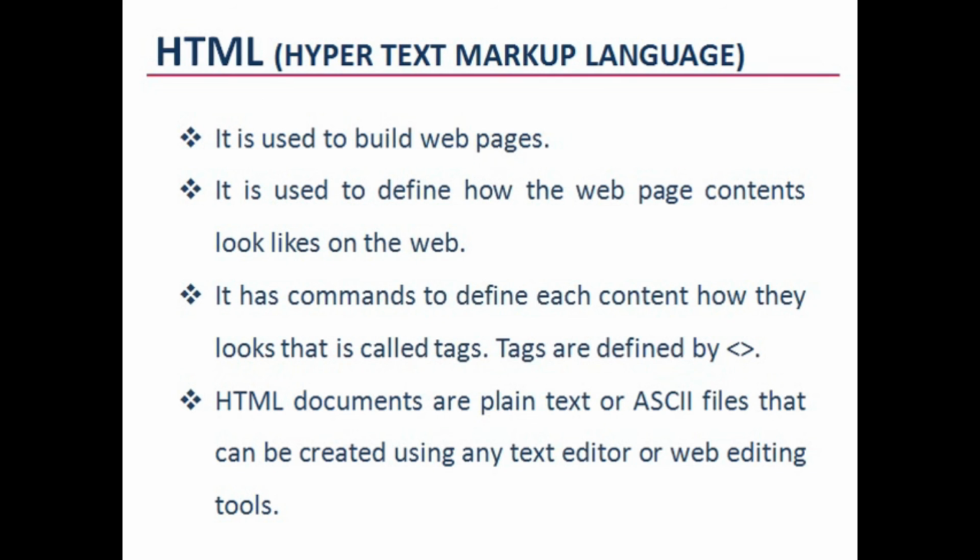Generally in HTML, we use commands to define each content and how it looks, and these are called tags or elements. They are defined by angle brackets. HTML documents are plain text or ASCII files that can be created using any text editor or web editing tools.